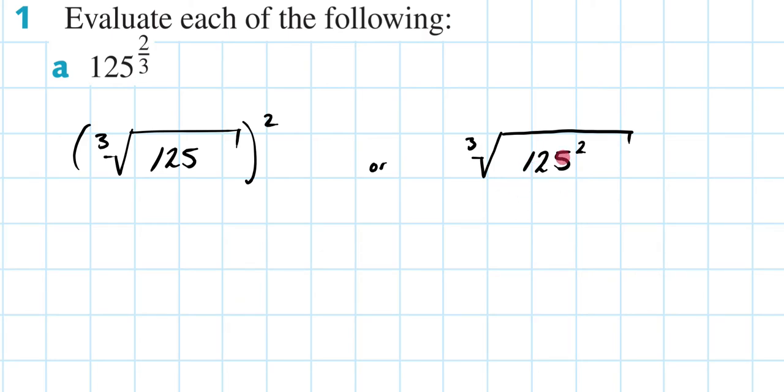Now, if you know what 125 squared is, good for you. And then if you know how to cube root that, even better. But as you can see, it's far easier to do it this way. But it's important that you know that both of these are the same thing. So I could say that these two equal each other.